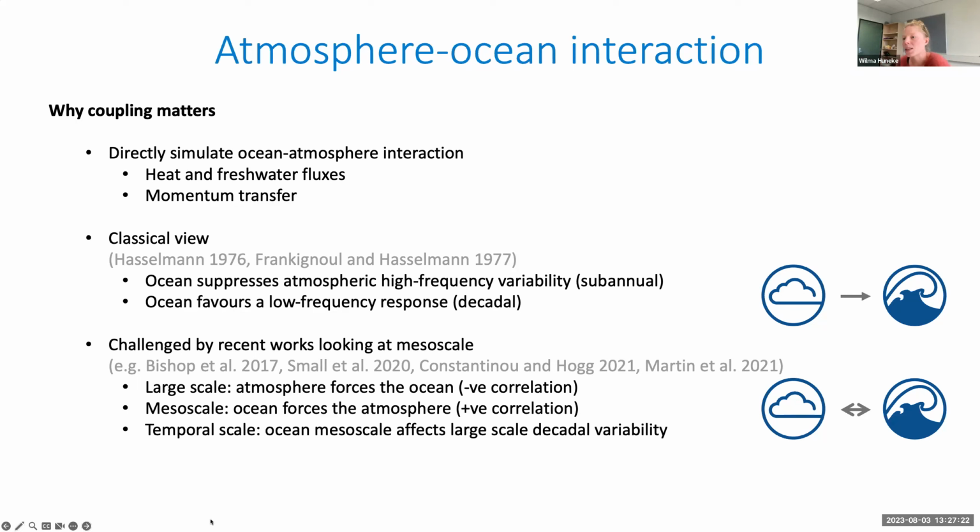And this last point on the temporal scale, there's been a study using the OM2, so the ocean-only model with different resolutions, and they looked at the upper ocean heat content and found this decadal variability that pops up if you include the mesoscale. And the suggestion of the paper is that that should have an effect on the atmosphere as well. So it's the motivation why a higher resolution ocean is not only important to better simulate the ocean, but also the atmosphere.